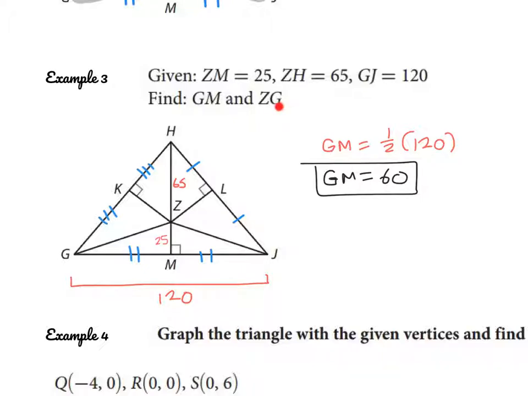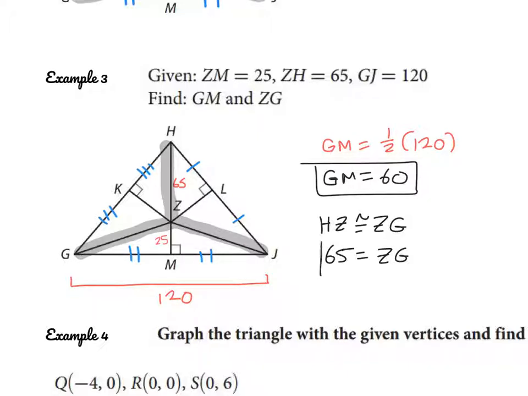Okay, the next thing they're asking us to find is the length of ZG, which again is the distance from the circumcenter to one of your vertices. Here we can do that same thing. We can show that this distance is equal to this distance, which is also equal to this distance, using the circumcenter theorem. So we know that HZ is congruent to ZG, which is what they're asking us to find. We were told that HZ is 65, so that's what the length of ZG is as well. You do have to notice that Z is the circumcenter, so we know that these three lengths are all going to be congruent.